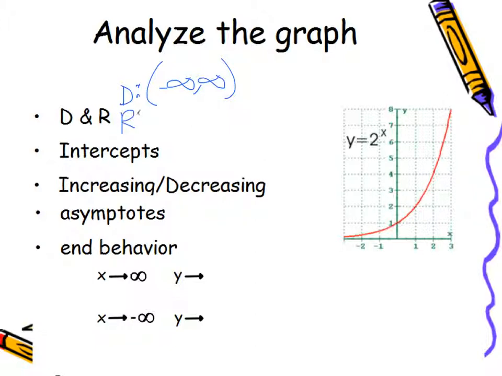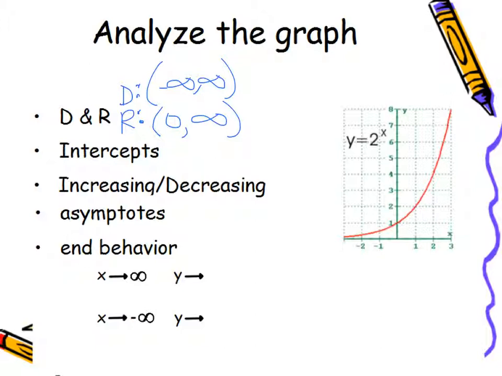Your range is how low and how high it gets. If you look at this, the lowest this ever gets, well, it starts to flatten out here, so it's approaching 0. Doesn't quite reach 0, so we do a parenthesis. How high does the graph get? Well, it continues to go forever up, so it goes to infinity.